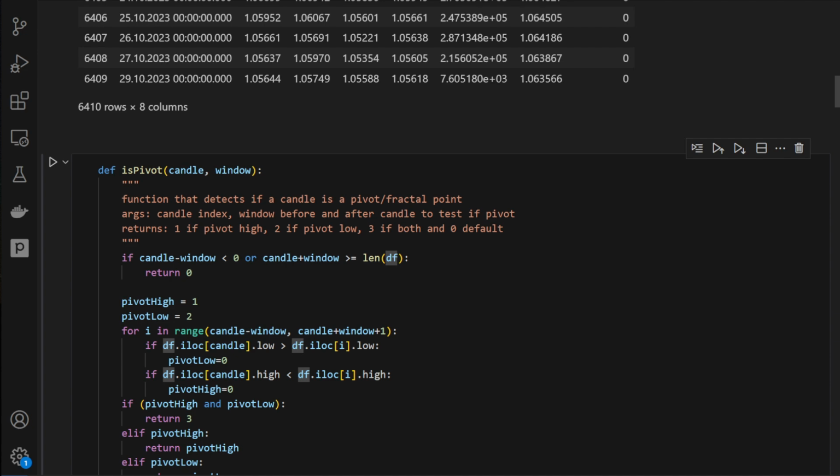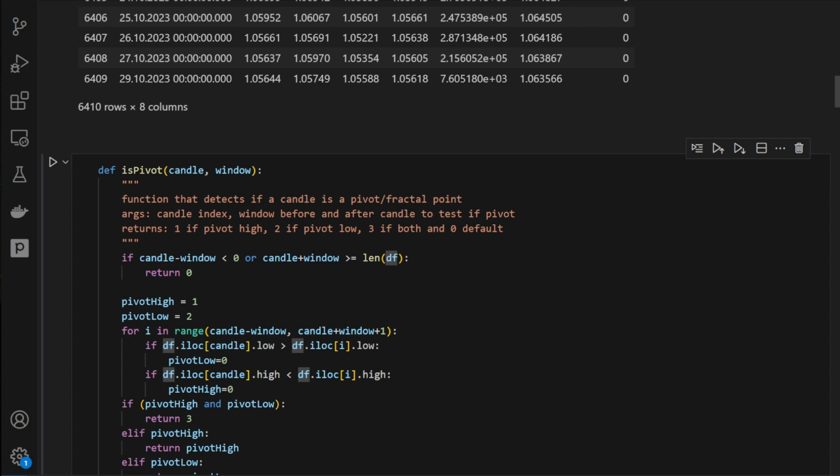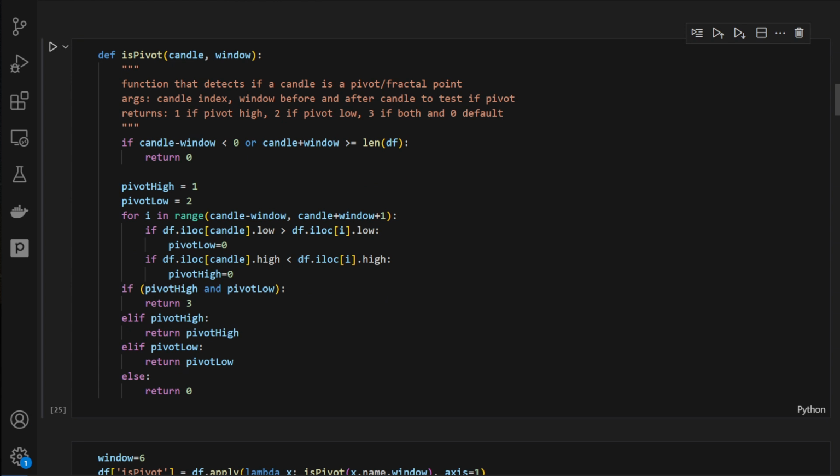Then we have a function that will test if a candle is a pivot or a fractal, a high or a low among its neighbors. This is basically just comparing the extreme values of the candles with their neighbors on the left and on the right, just to see if these candles are pivot candles or fractals. So we either have a fractal low or a fractal high, pivot low and pivot high, or we can return 0 if we don't have any signal, if it's a normal candle, or return 3 if it's both, because sometimes you have those extreme candles that are higher and lower than all of their neighbors at the same time.